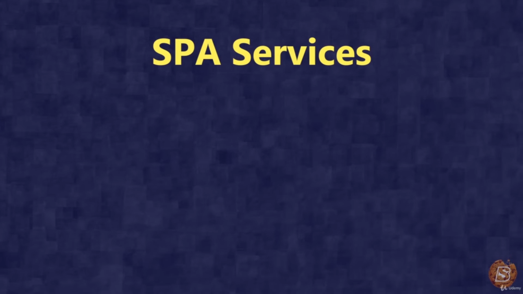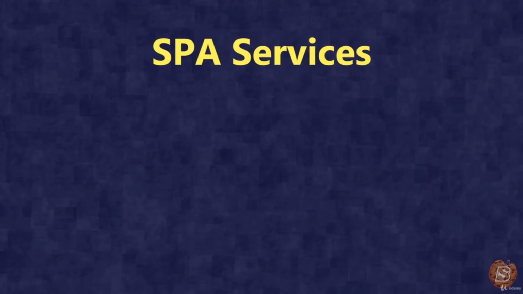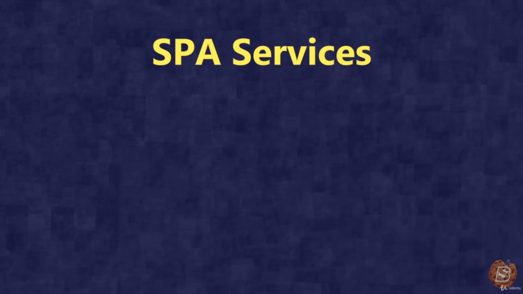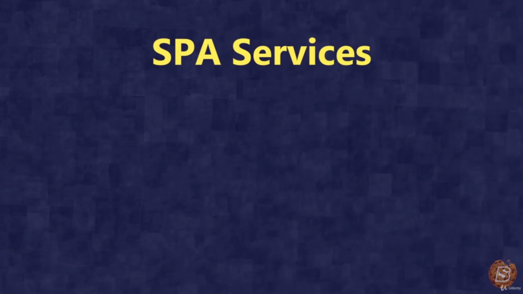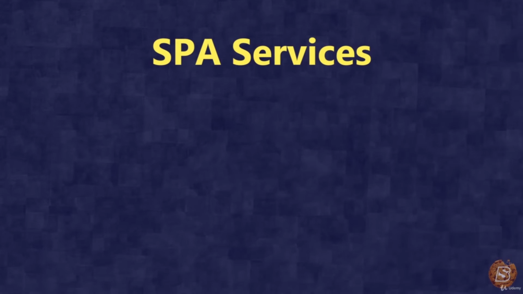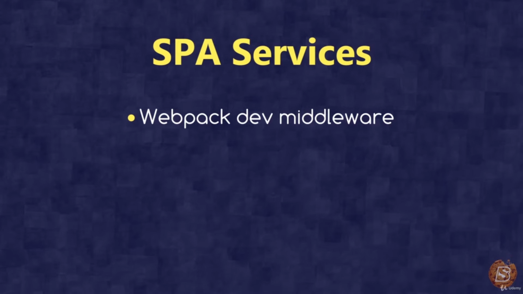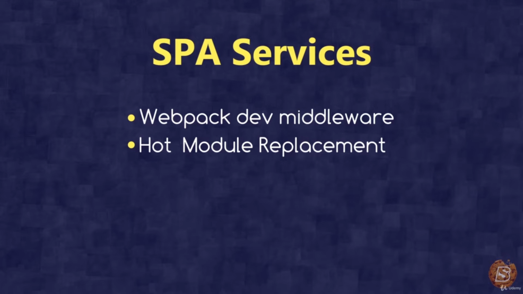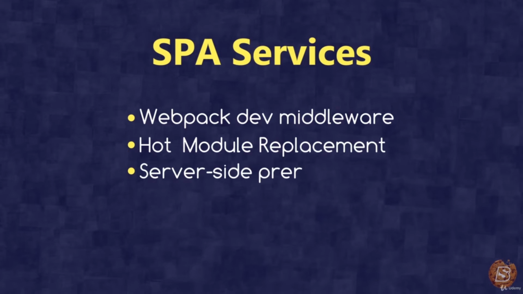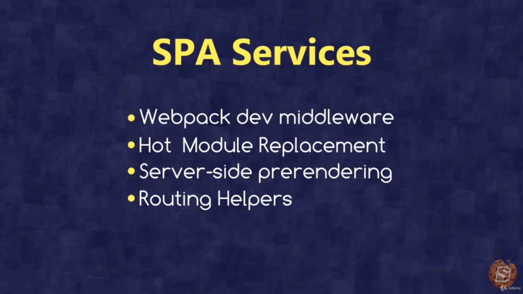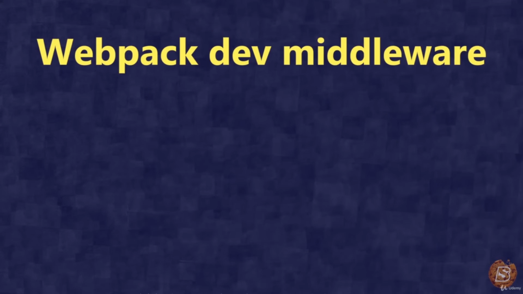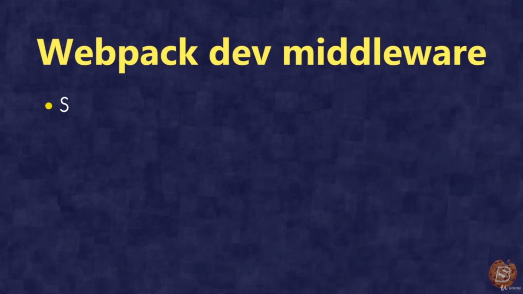Spa services are primarily used when you're creating your single page applications using ASP.NET Core and client-side languages or libraries like Angular or Vue. So over here, you can see that what exactly it provides is a Webpack dev middleware. It also gives you hot module replacement, which is a part of Webpack itself, and it is also responsible for server-side pre-rendering and routing helpers. Now routing helpers are for both client as well as server. Now this Webpack dev middleware is responsible for streamlining the whole development process.